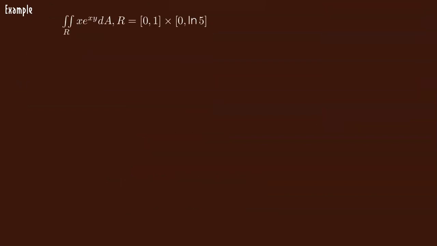Let's try another one. In this one, I want to integrate x e to the xy dA, where R is [0, 1] cross [0, natural log of 5]. I have to decide which way to integrate first. Well, if I integrate this with respect to x, I would have to do it by parts. And the 3 just is standing for the y, to emphasize that the y is a constant. I just threw in a 3 to be the constant. If I integrate it with respect to y, then it's just a baby substitution.